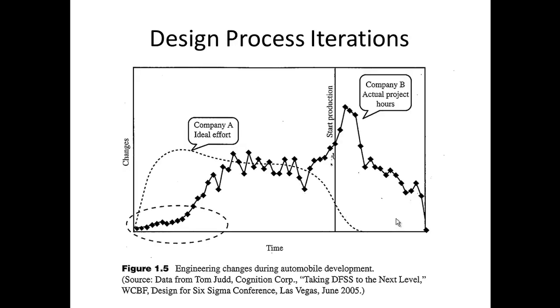Here's a chart which shows Company A, the ideal effort, being front-loaded. During the design process, Company A puts a lot of effort into developing a really good product. They get all of the bugs ironed out before they start production. That is a successful company. In fact, it's Toyota. Company B, on the other hand, is an American car manufacturer. They don't put a lot of time initially into the design process. They wait until they start production, and then that's when they come in and have to fix the problem. So they're fighting fires all the time instead of designing quality products.